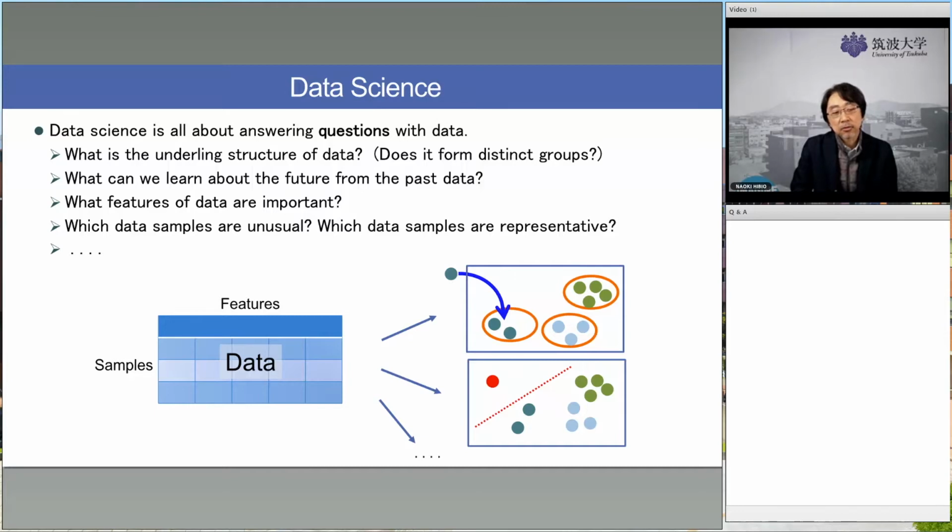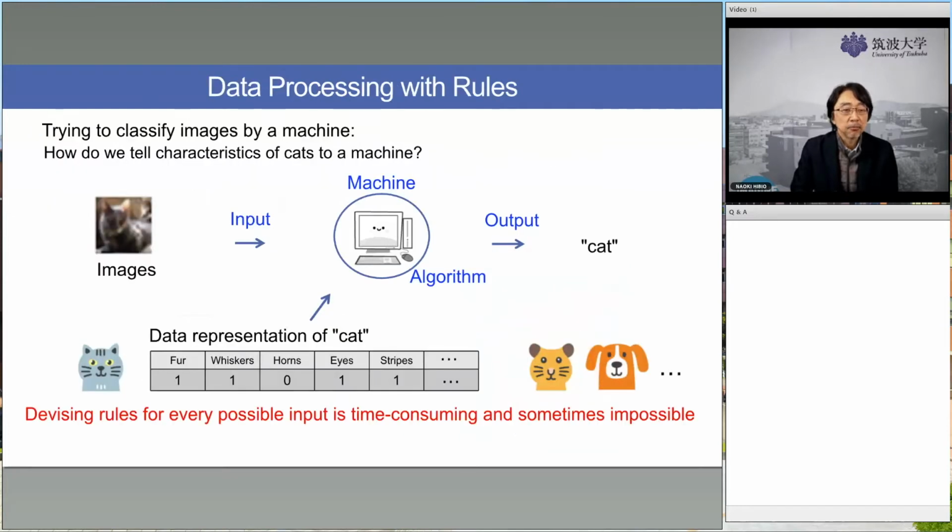Now, I'd like to introduce machine learning and data. Data science is all about answering questions with data. For example, what is the underlying structure of data? Does it form distinct groups? What can we learn about the future from the past data? What features of data are important? Which data samples are unusual, or which data samples are representative, and so on.